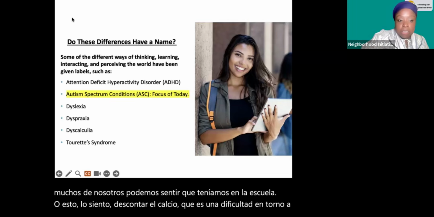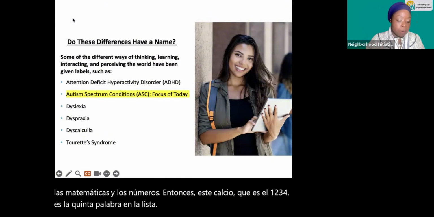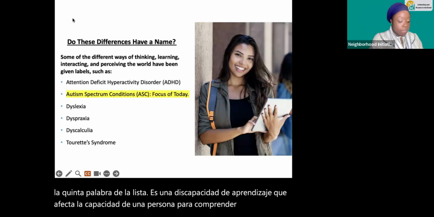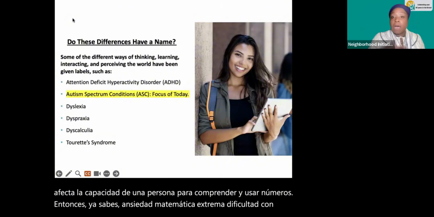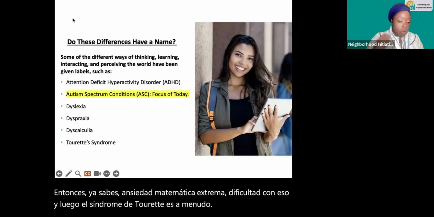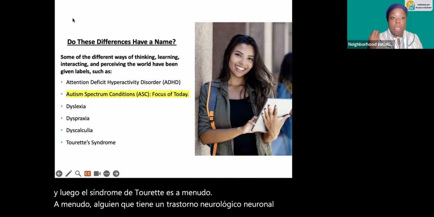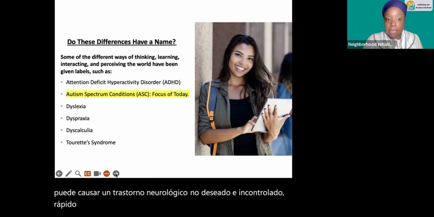So dyscalculia is the fifth word on the list. It is a learning disability that affects a person's ability to understand and use numbers. So, extreme math anxiety, difficulty with that. And then Tourette syndrome is often someone who has a neurological disorder that may cause unwanted and uncontrolled rapid and repeated movements or vocal sounds known as tics.